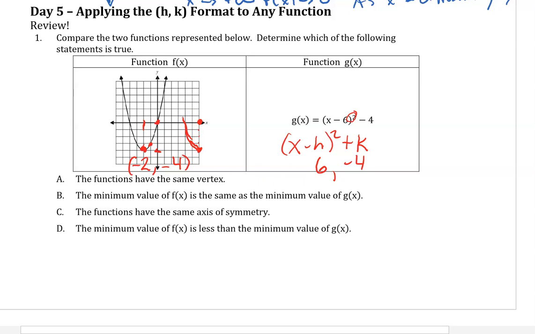So all we've really done is we've shifted function f of x right by 8. So the functions do not have the same vertex. The minimum value is the same. When we put in -2 for x in f of x, we get out -4 for our function value. When we put in 6 for x in g of x, we get out -4 for our minimum value. So the minimum value is the same.